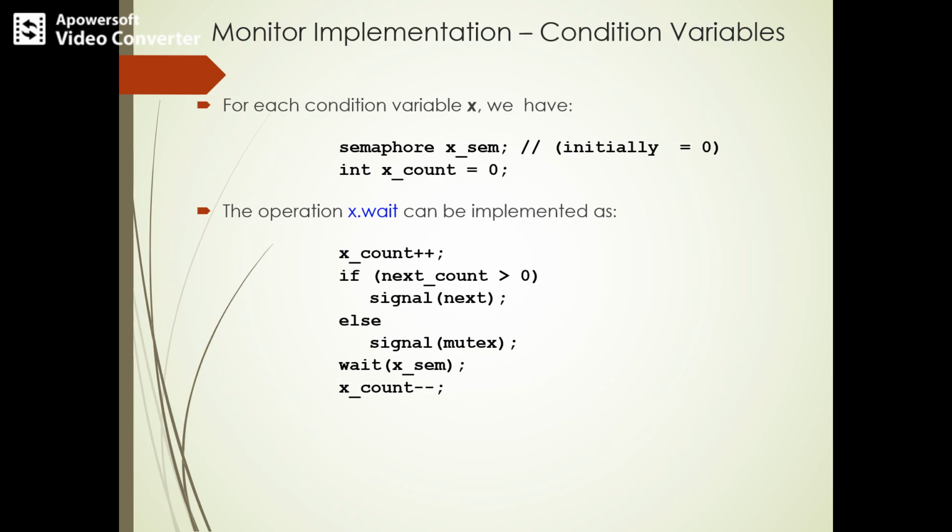So there are special condition variables. We can display these condition variables. Let's see how this is implemented. For each condition x, we introduce a semaphore x_sem and an integer variable x_count, both of which are initialized to 0. So this is the x.wait operation. Let's see what the x.wait operation is, and next let's see what the x.signal operation is.